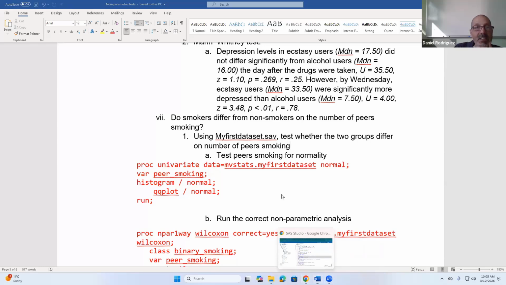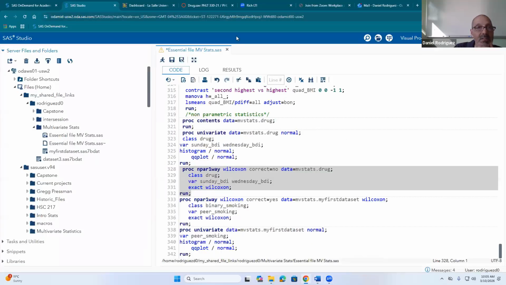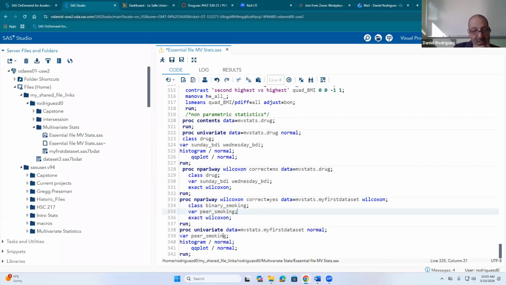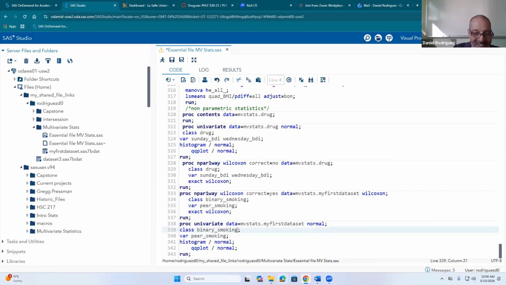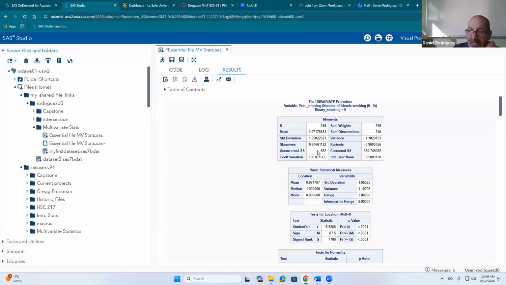Okay, let's go back to SAS Studio. Here we are. All right, so I set everything up. The proc univariate data equals mvstats dot my first data set. Again, I'm going to test for normality. That's the variable I'm looking at, and it's my classification variable. Let's try this again. All right, here we go. So we have 319 cases. This is some interesting stuff under not having any peers smoking, under not smoking.